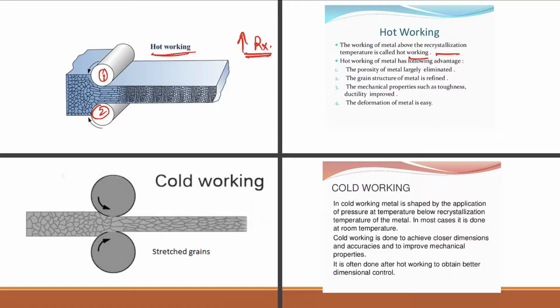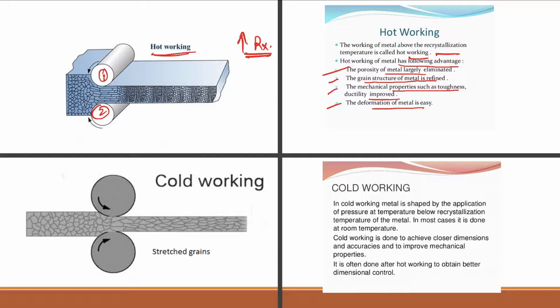The hot working of metal has the following advantages. First, the porosity of the metal is largely eliminated, the grain structure of the metal is refined, mechanical properties such as toughness and ductility are improved, and the deformation of the metal is easy. So these are the advantages of the hot working process.